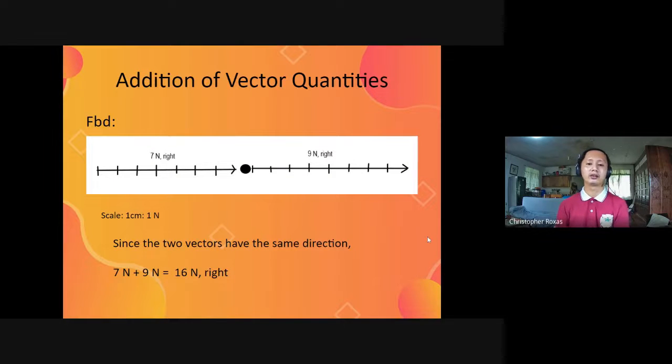Using our graphical method, we represent the vectors using arrows. In our free-body diagram, you have the cart represented by a dot or a small circle. Student A pushes, with the arrow 7 newtons to the right. So this is her vector.